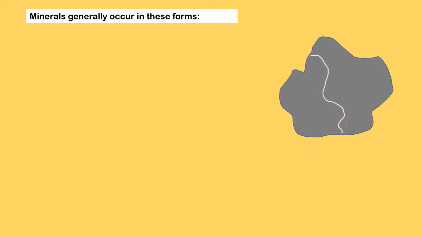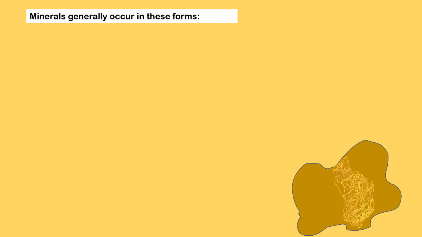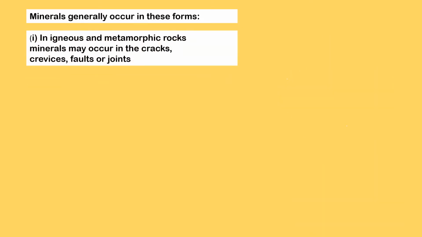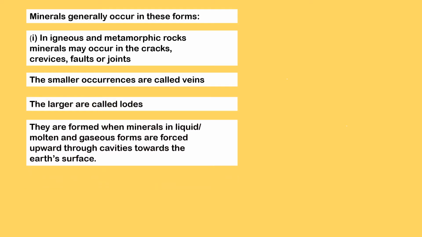Minerals occur in these forms. What are the forms? Veins and lodes. Veins are in the form of a thin line; lodes you can see. In igneous and metamorphic rocks, minerals may occur in cracks, crevices, faults, or joints. Smaller occurrences are called veins. The larger ones, lodes. How are these formed?